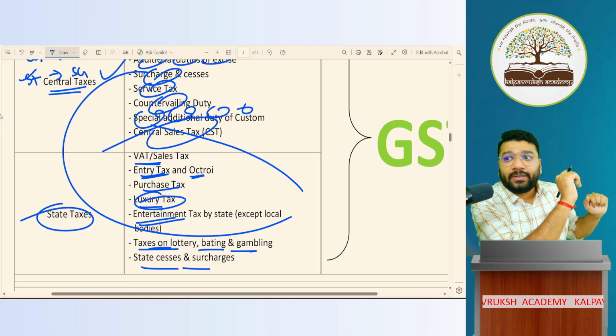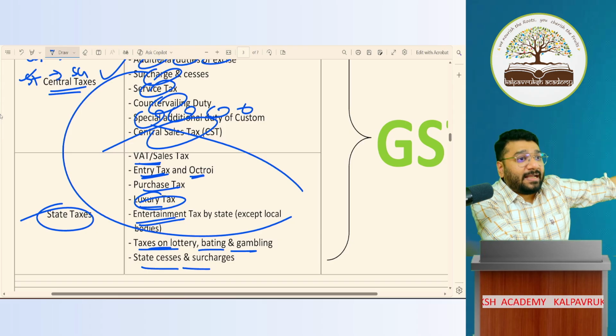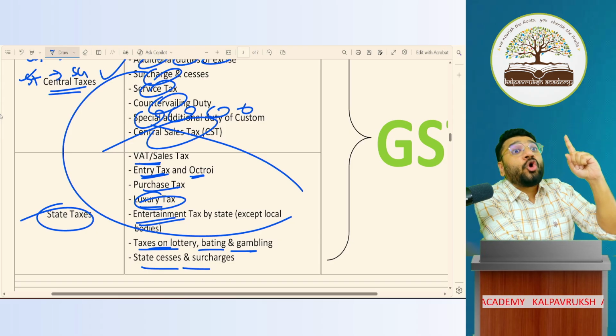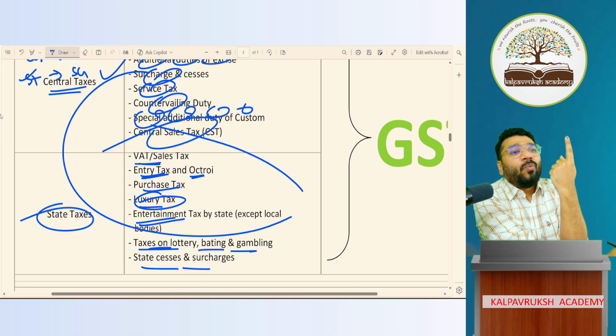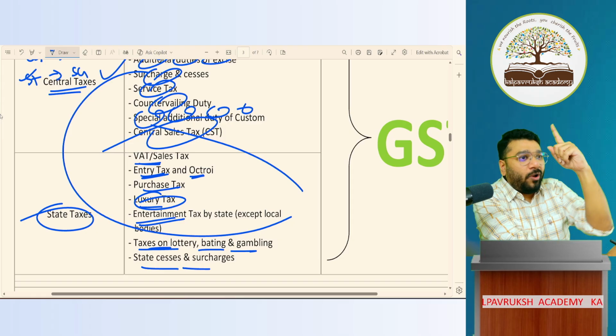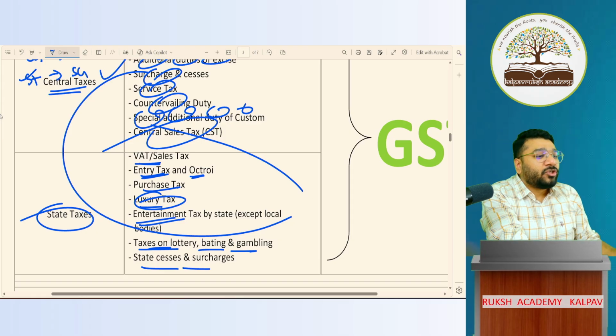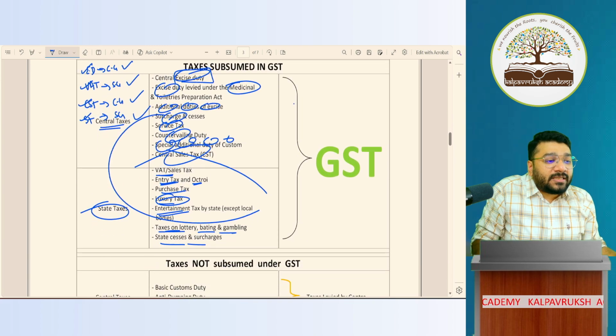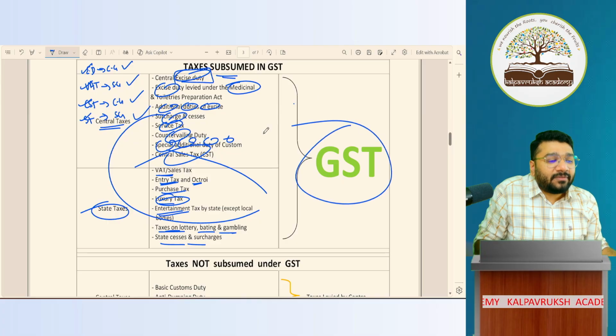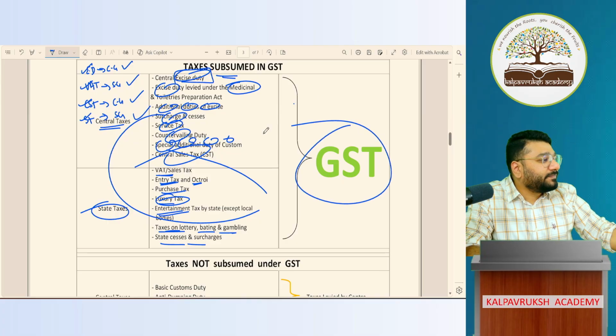They said, now we have to do one thing. We have to abolish all of this tax and bring one single comprehensive tax. Comprehensive means what? Everything under one roof. Abolish everything and have just one tax, which is GST. So all these taxes got subsumed. All this tax got subsumed in GST. Got it, not got it?